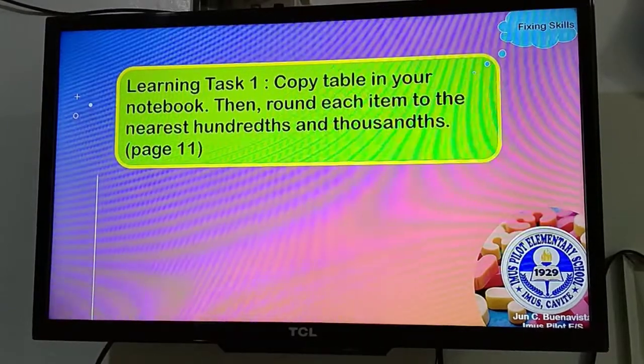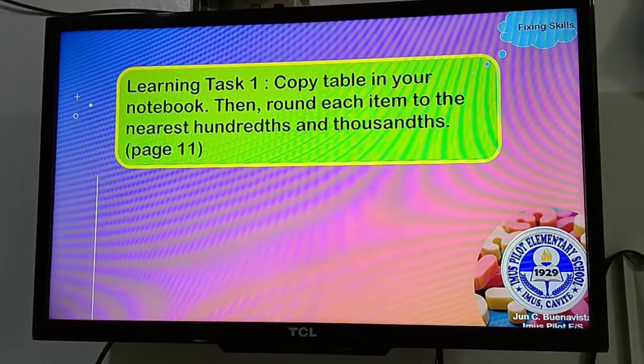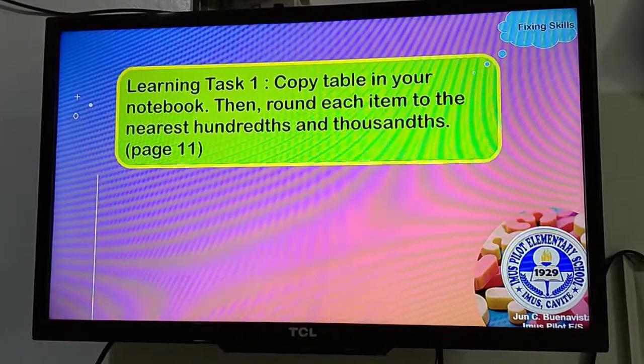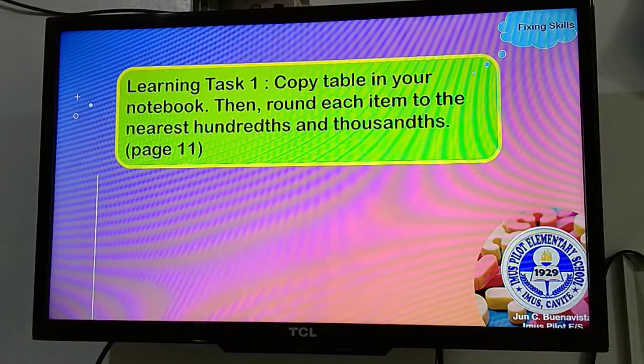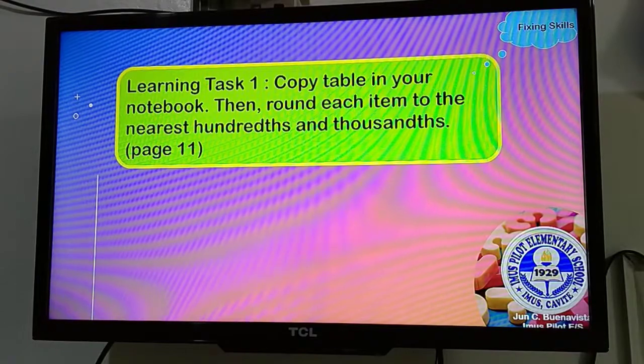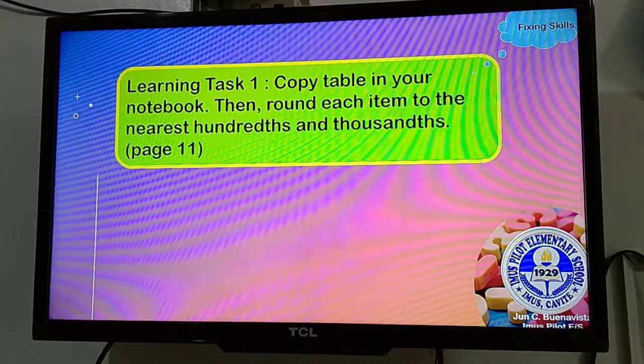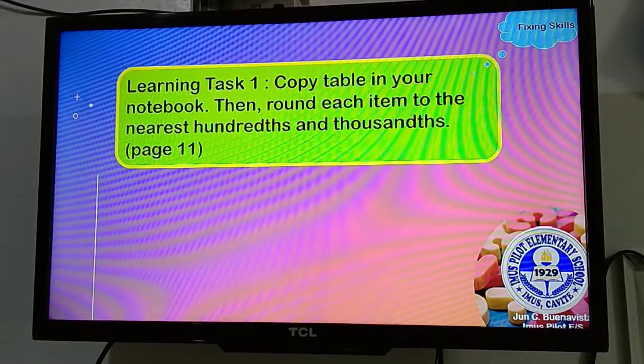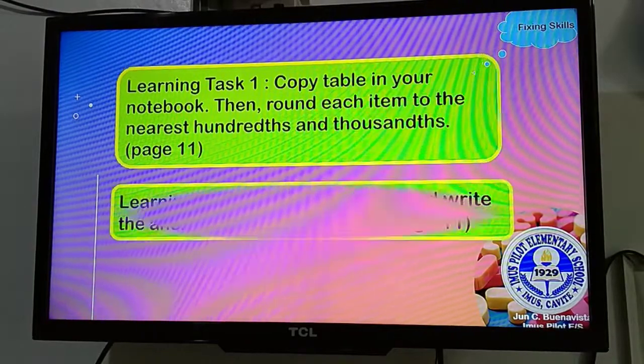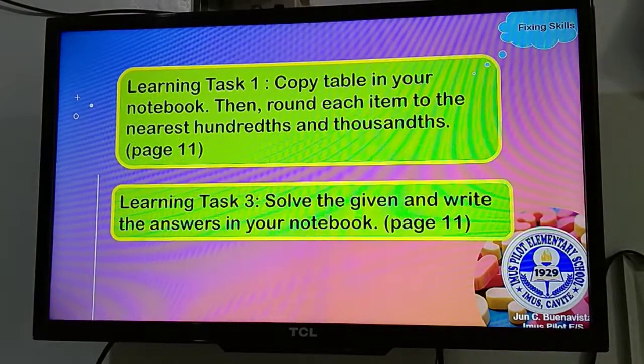Okay, so now you're going to answer learning task 1. Copy the table in your notebook. Then round each item to the nearest hundredths and thousandths on page 11 of your math module. Then, learning task number 3. Solve the given and write the answers in your notebook on page 11 also of your math module. Okay, let's go now to our topic number 2.